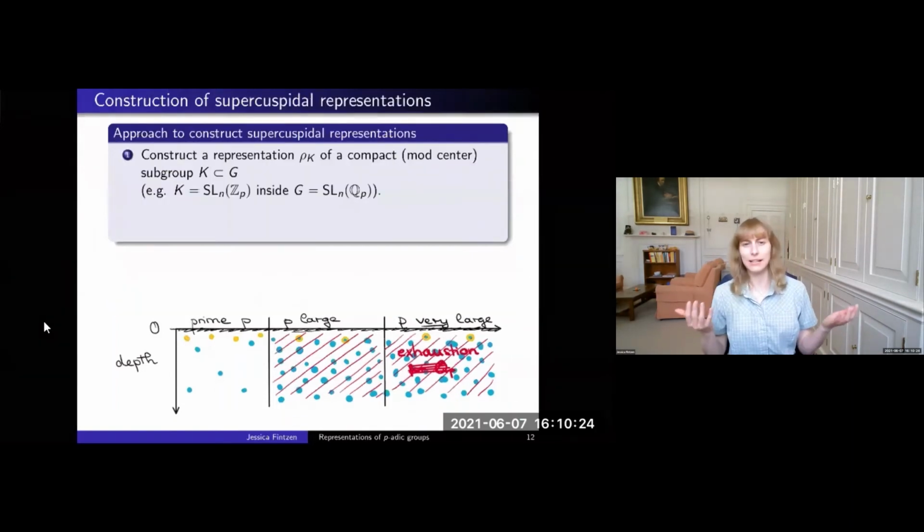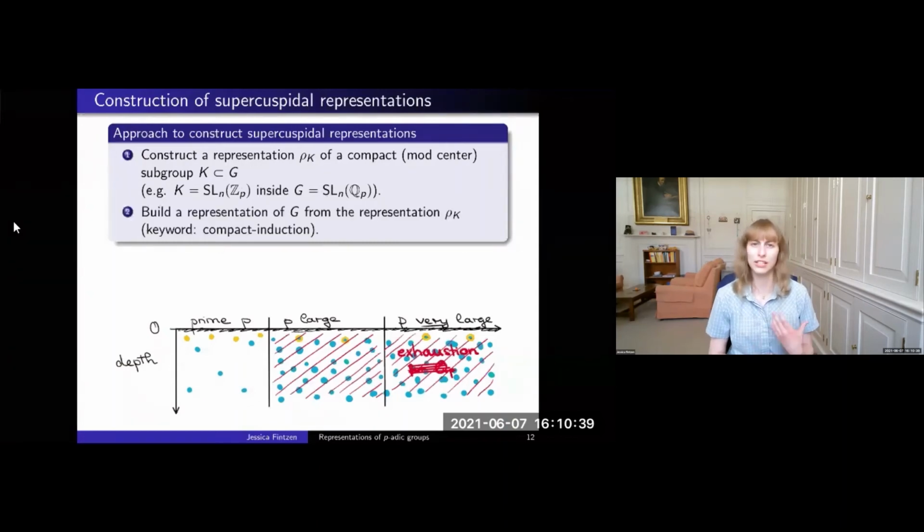So in general, there's a folklore conjecture that all these representations arise in a two-step process. The first step is to construct a representation of a compact subgroup, for example of SL_n(Z_p) inside SL_n(Q_p). And then the second step is that you build a representation of the whole group from this representation rho_K of the compact subgroup. This second step is called compact induction. That's something well known, and I will recall it in a bit.